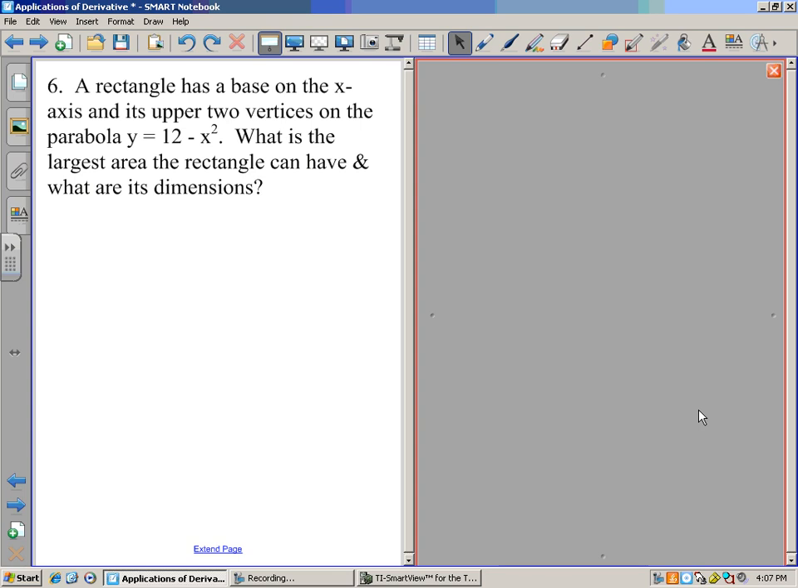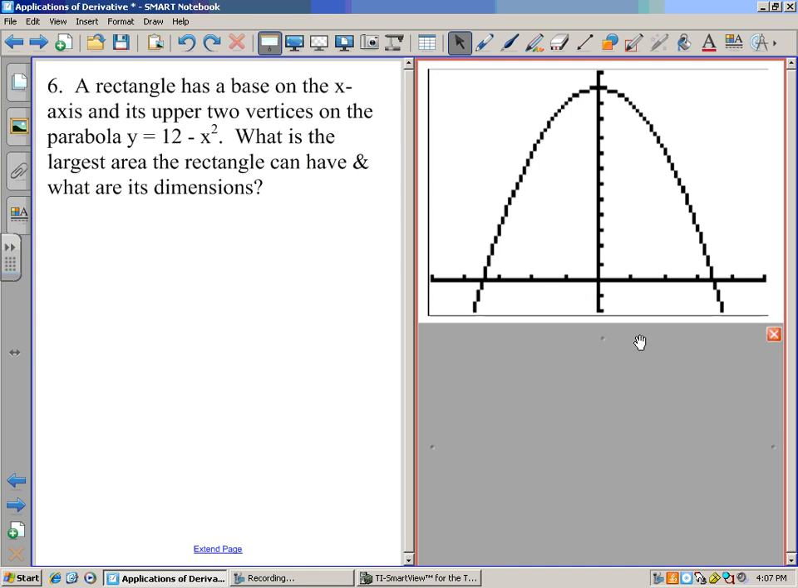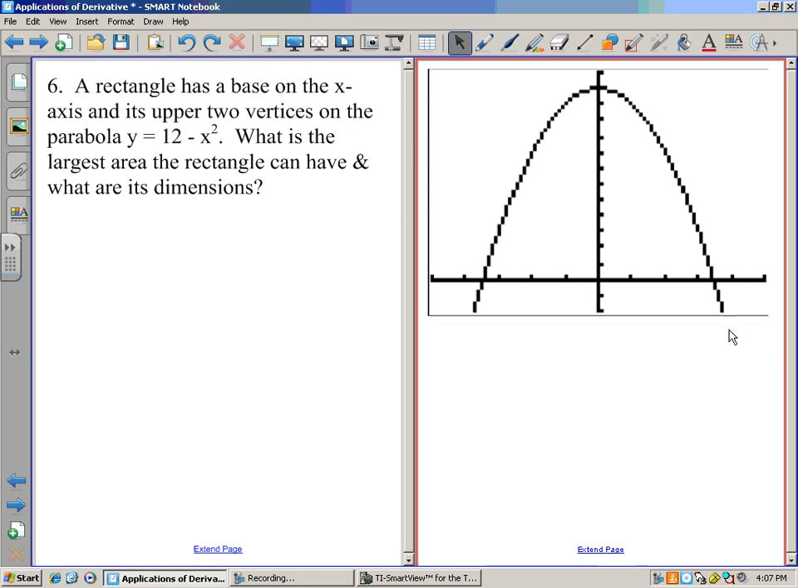So we have a rectangle with a base on the x-axis. So I think you're anticipating what might be behind curtain number 3. Here we go. And the base of the rectangle is on the x-axis, and its two upper vertices are on the parabola 12 minus x squared. So I used the graphing calculator to get a nice sketch of this. I couldn't draw one by hand that was nice.